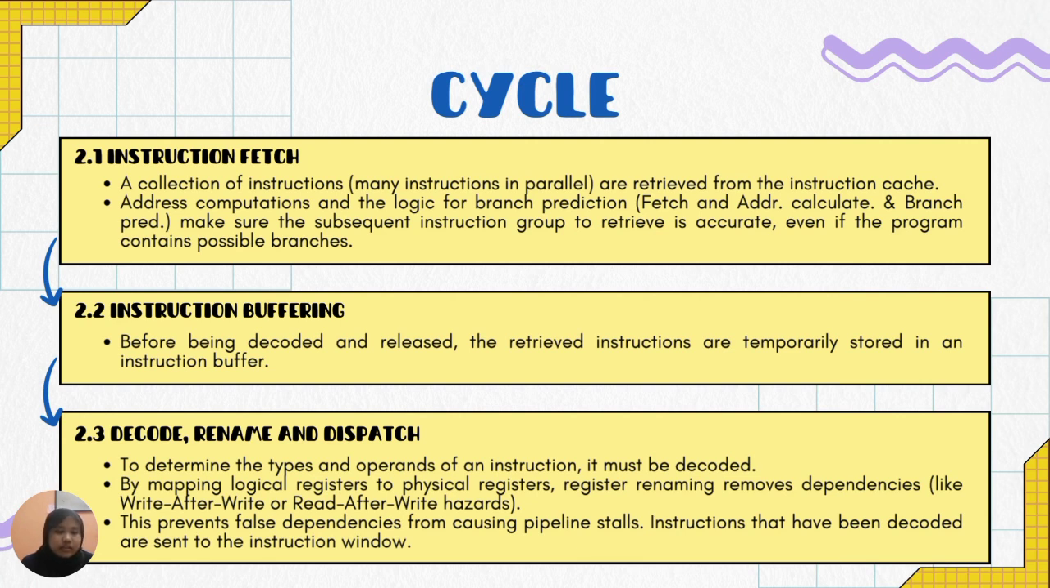And then, decode, rename, and dispatch. To determine the type and operands of an instruction, it must be decoded by mapping logical registers to physical registers, called register renaming, removing hazards like write after write or write after read. This will prevent false dependencies from causing pipeline stalls. Instructions that have been decoded are then sent to the instruction window.